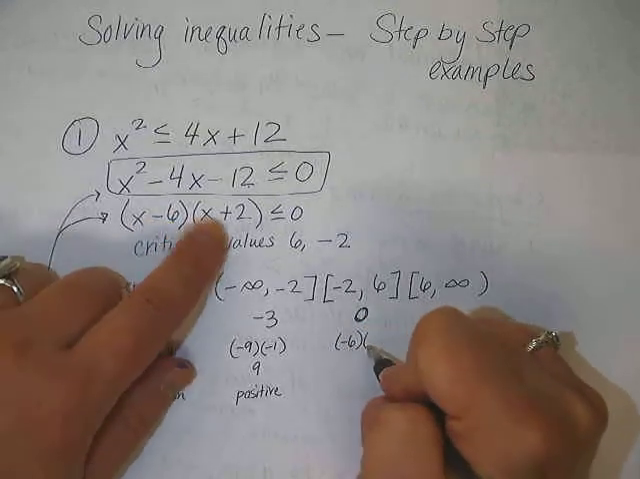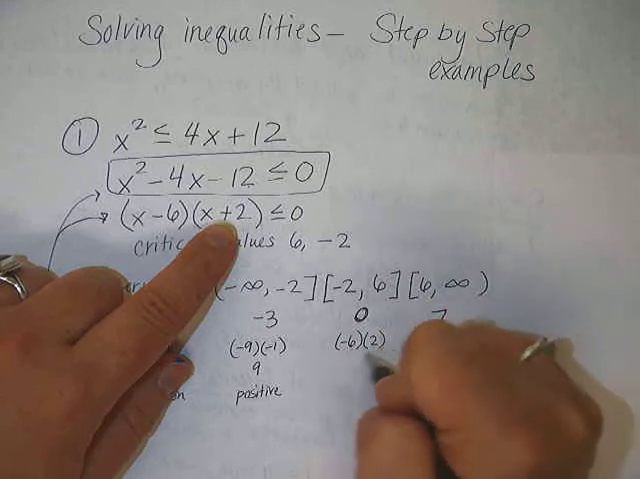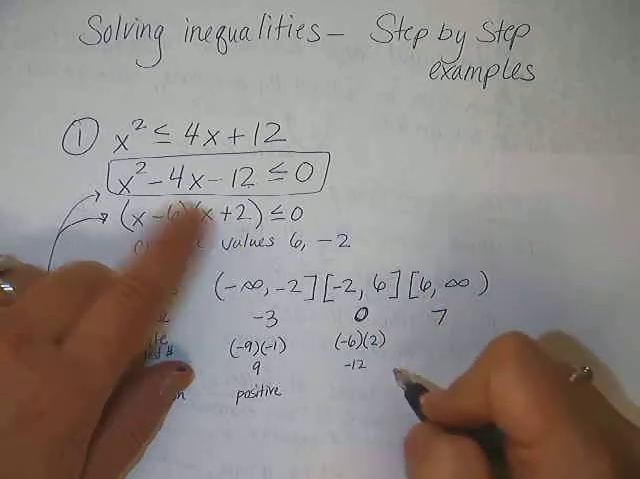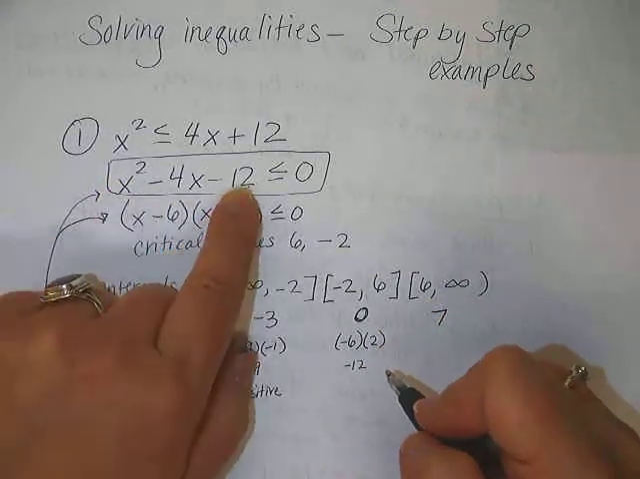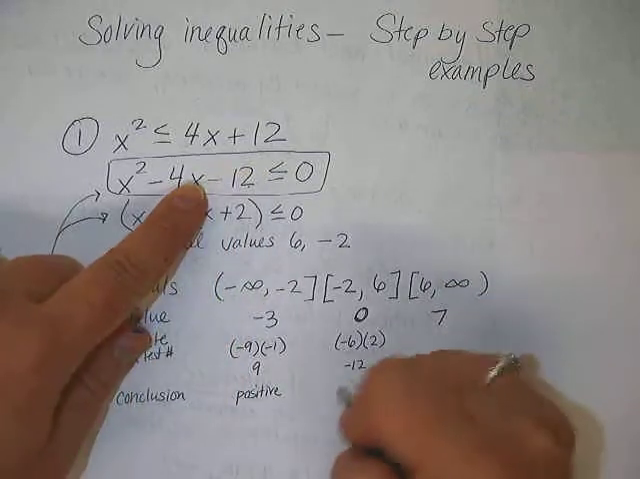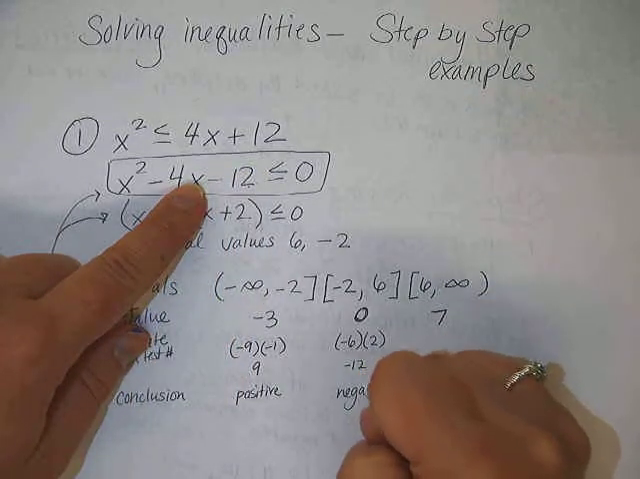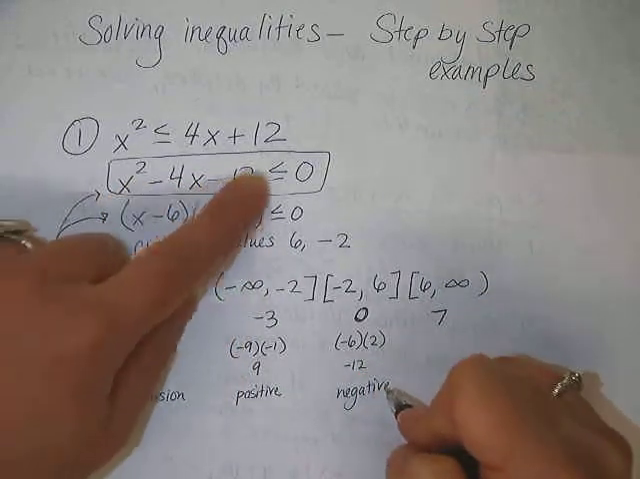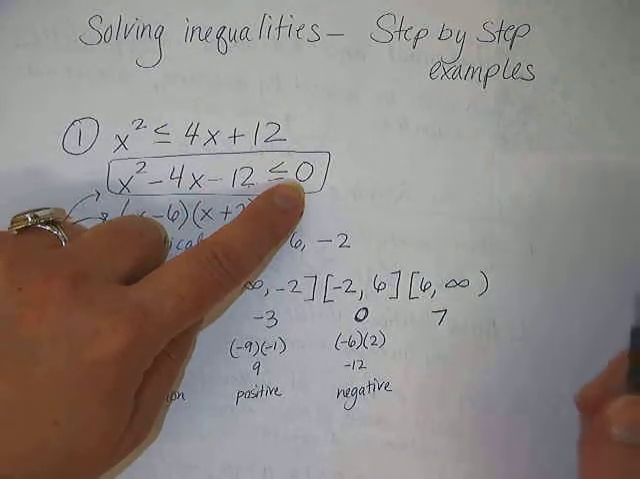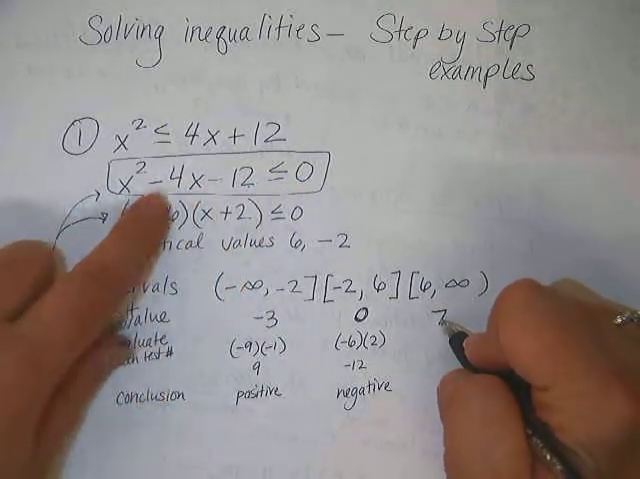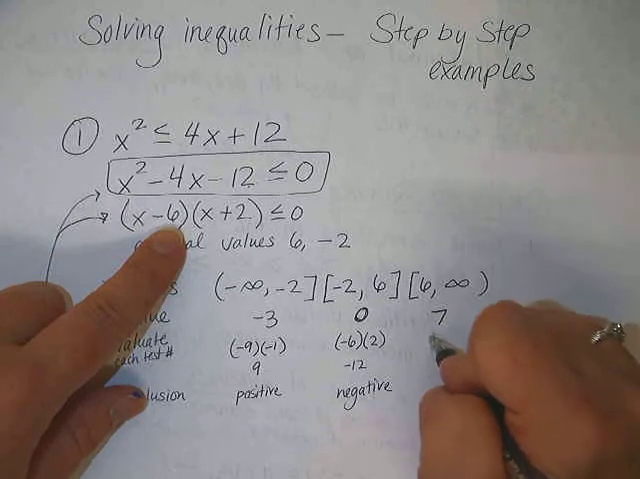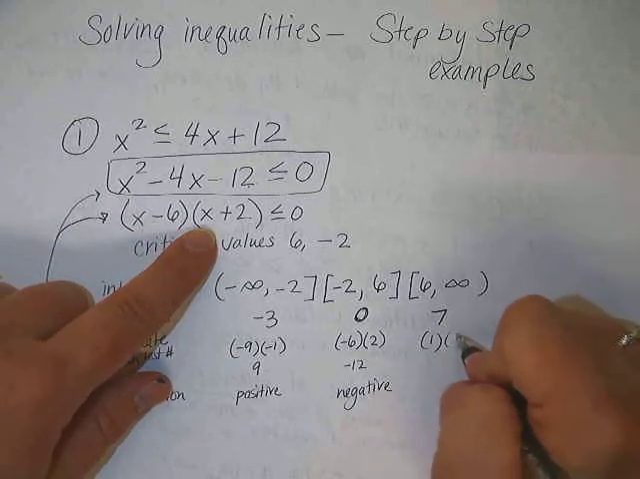Okay, our next test value is 0. That makes this really easy because all we do is take 0 minus 6 is a negative 6, 0 plus 2 is a positive 2, so the answer is negative 12. That would have been really easy to plug in here because it's just our y-intercept, negative 12, which of course is a negative value, which makes our inequality true. Okay?